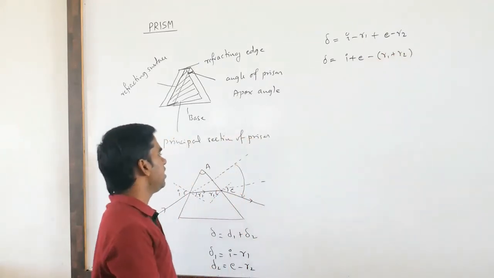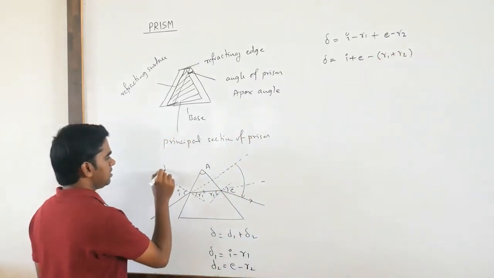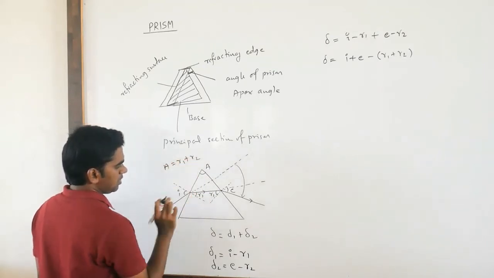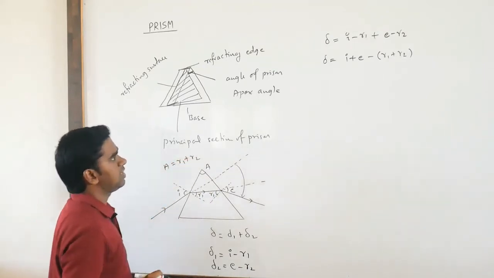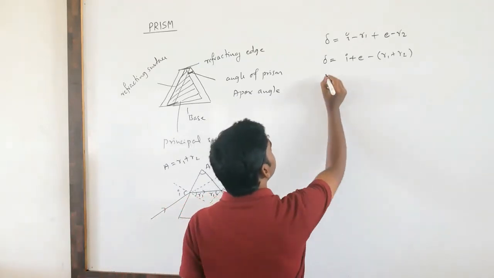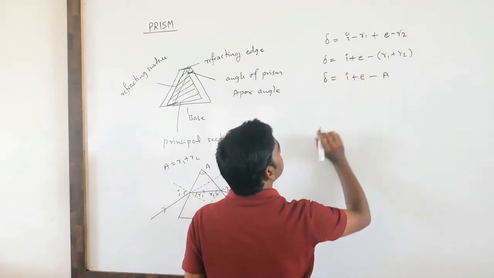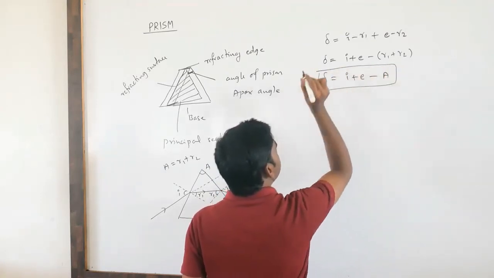In your theoretical derivation you have observed that A equals R1 plus R2. That derivation you have seen. So I can write directly delta equals I plus E minus A. This is the deviation.